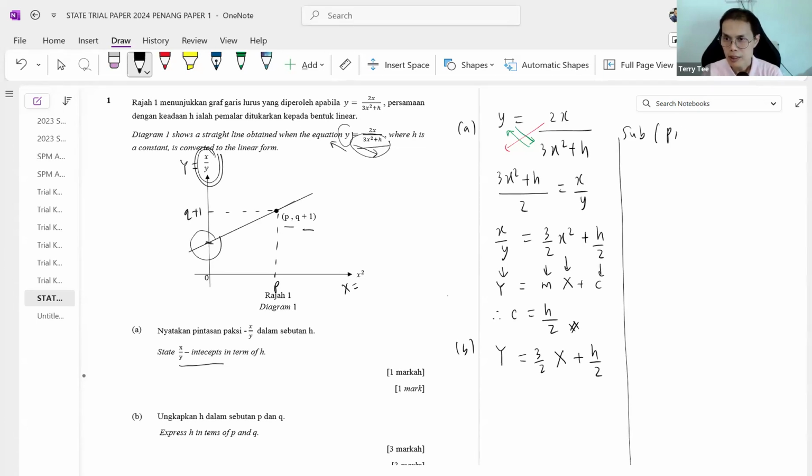Your coordinate is p and q plus 1. That means your big Y is q plus 1. Your big X is p. Then you plus h over 2. We can then multiply everybody by 2. So 2q plus 2 equals 3p plus h. Make h the subject. h is 2q minus 3p plus 2. Okay, there you go. You got your h in terms of P and Q.